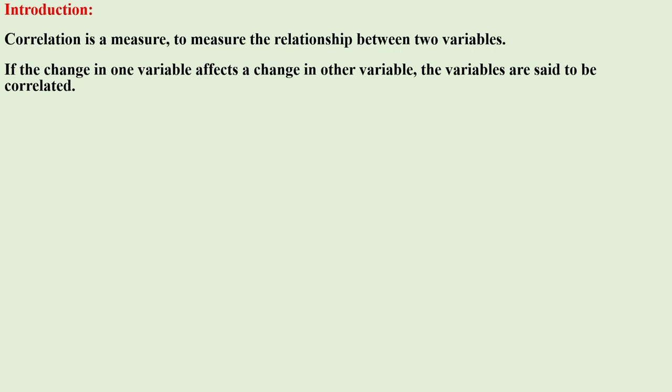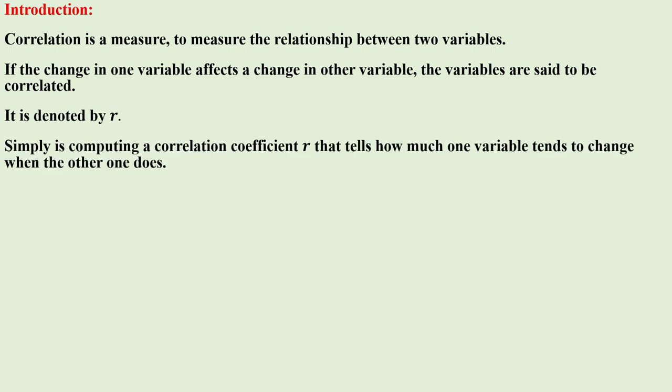If more things are available in the market, there is less demand for that. If it is very less, then demand will be very high. So these two are correlated. It is denoted by small r. Simply, computing a correlation coefficient r tells how much one variable tends to change when the other one does. When r is 0, there is no relationship, there is no correlation.